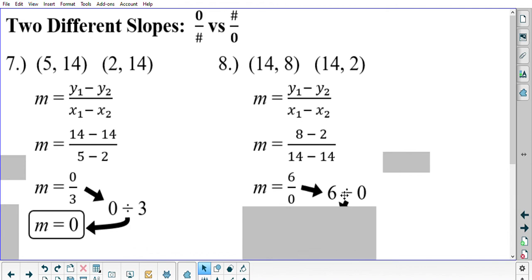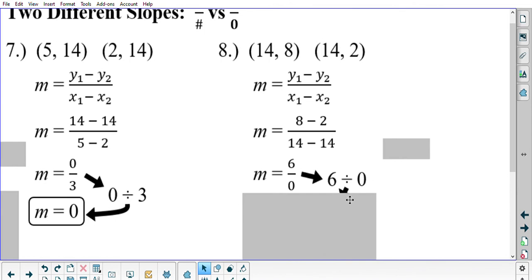0 times 0 is 0. 0 times 1 is still 0. 0 times 5 is still 0. 0 times 6 is still 0. 0 times 600 is still 0. It's impossible for 0 to ever make 6. And that's why your calculator gives you an error message, because you can't divide by 0 and get an actual answer. It doesn't work. And so this is a very different answer than problem number 7.